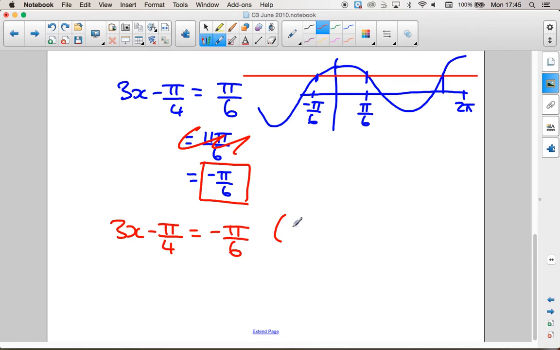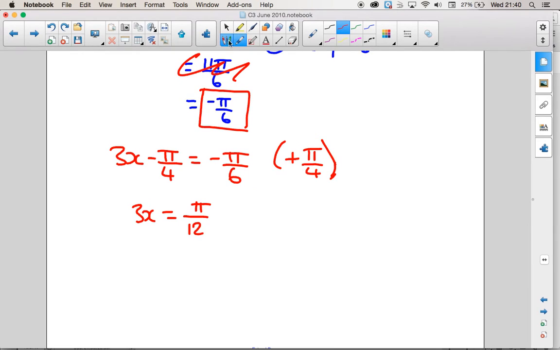As I said, if we add pi over 4 on, that gives me that 3x is a 12th, pi over 12. So if I divide by 3, that will give me that x is equal to pi over 36. So that is a positive number. That gives me a positive number.